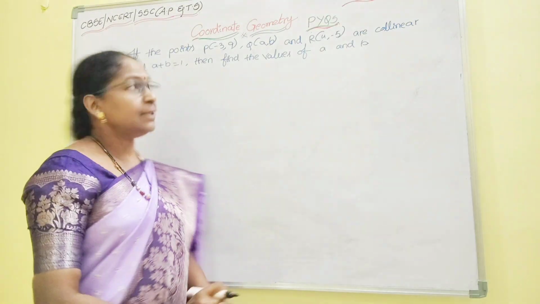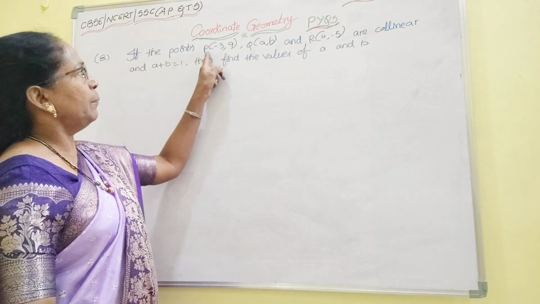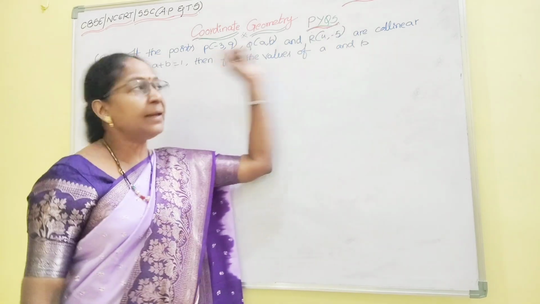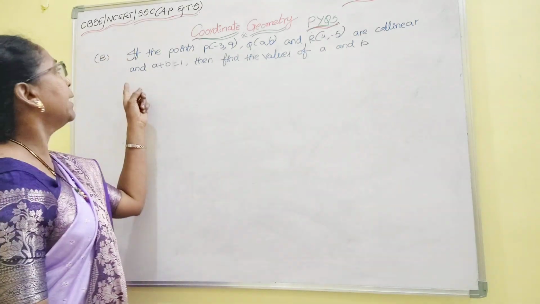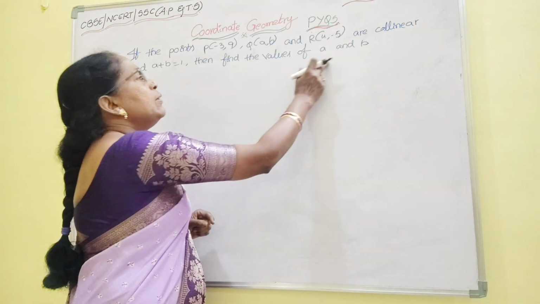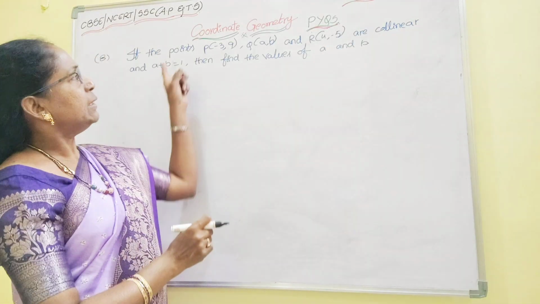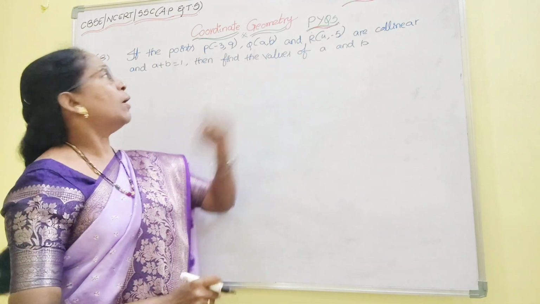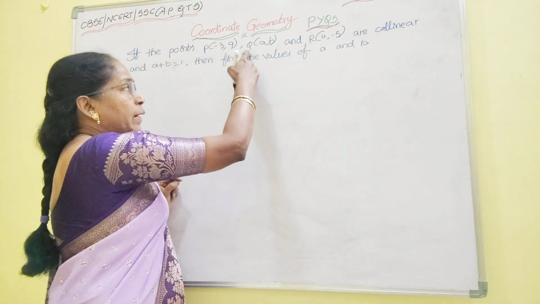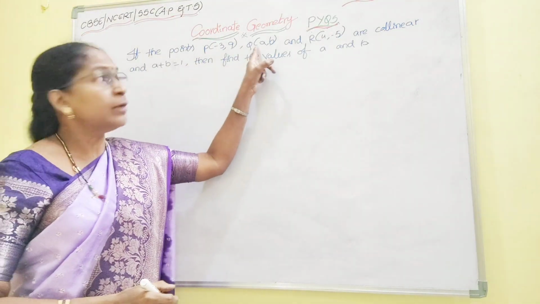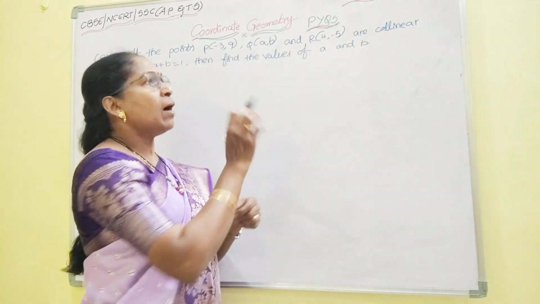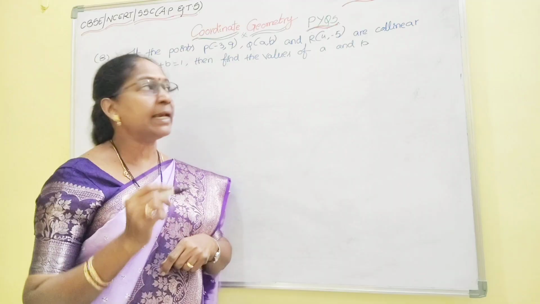Next question: if the points P, Q and R are collinear, three points are collinear, and A plus B equal to 1, find the values of A and B. Here, in these three points, the P point has constant values, but in the Q point, the values A and B are unknown. So you have to find out the values of A and B.